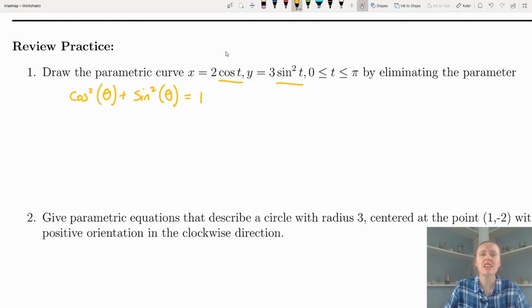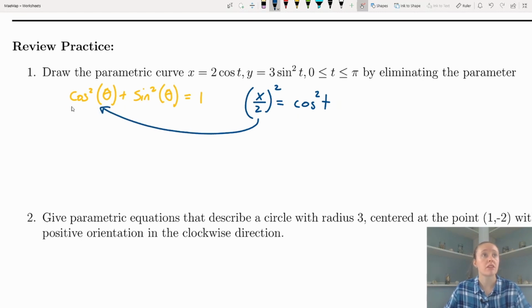Now note this is a little different than each of the examples in the last worksheet because cosine is raised to the first, but sine is already squared. So let's first solve for that cosine and square it. So we'll have x over 2 if we divide both sides by 2, and that'll give us cosine of t. Then we'll square both sides to get that cosine squared. So now we have something we can plug in for that first part of our identity.